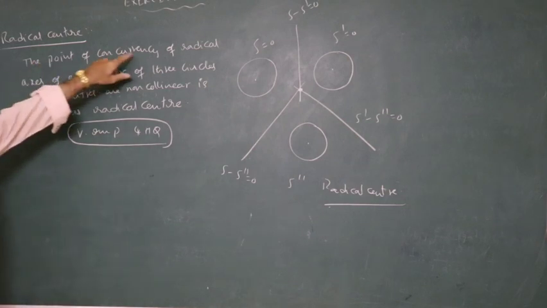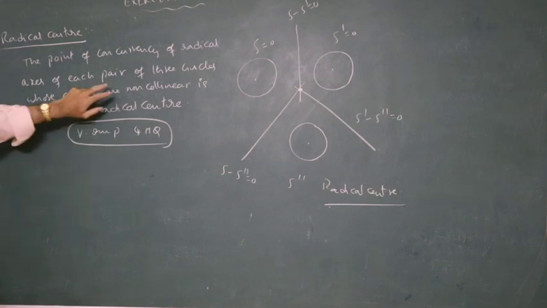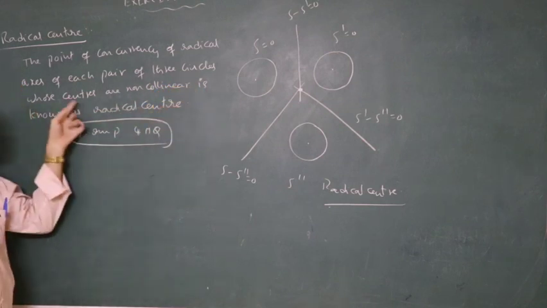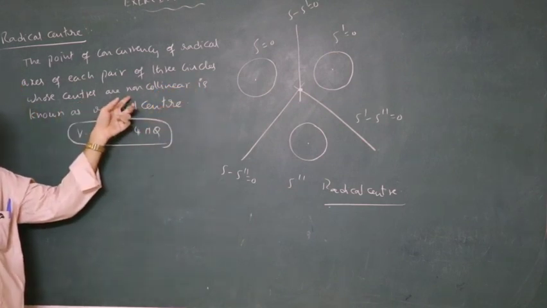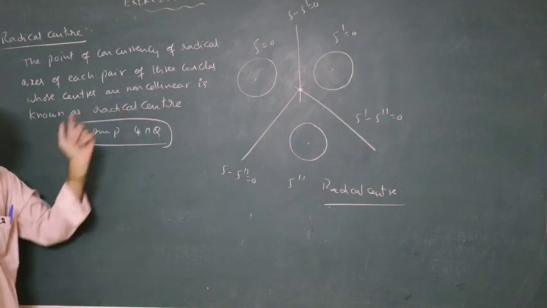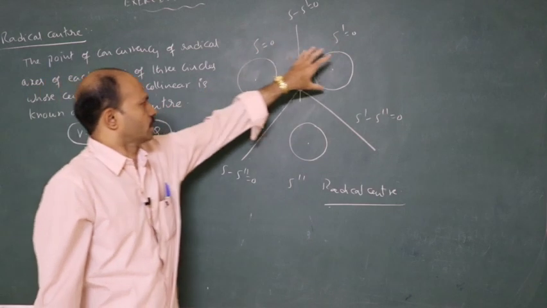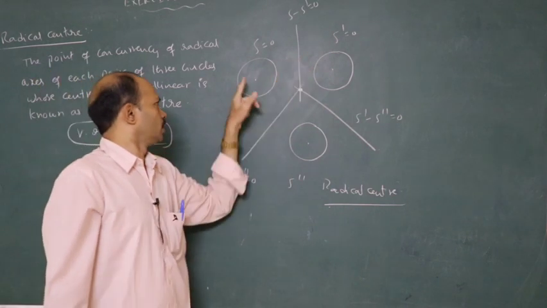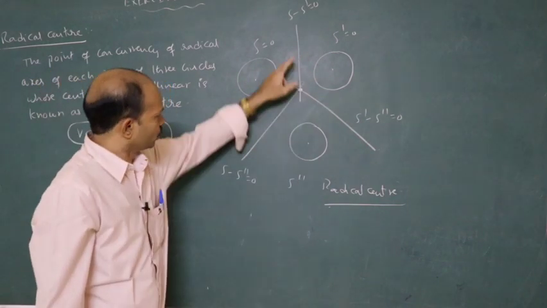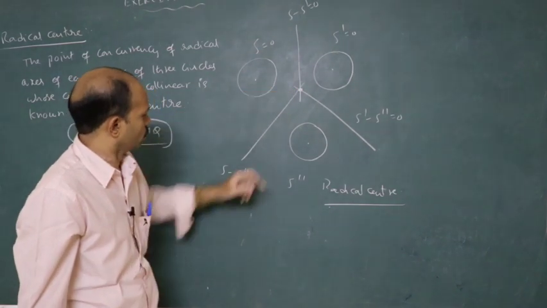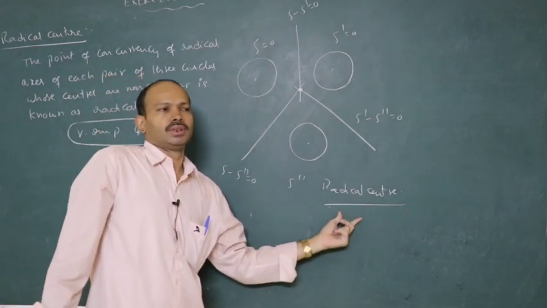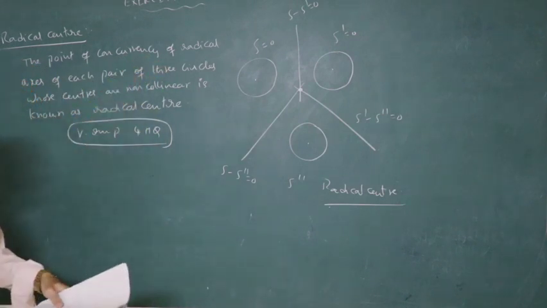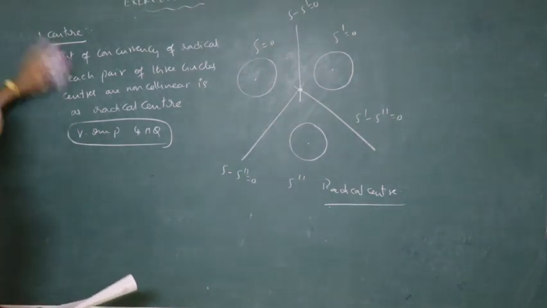See, the point of concurrency of radical axis of each pair of the 3 circles whose centers are non-collinear. If the centers are collinear, it's not possible. It is known as radical center. Diagrammatically, circle 1, circle 2, circle 3. They won't have collinear centers. Radical axis, radical axis, radical axis. The point of concurrency of these 3 lines we call simply the radical center. This is our next definition, and it's an important definition as well as problem. Now let us go to the problem related to this.